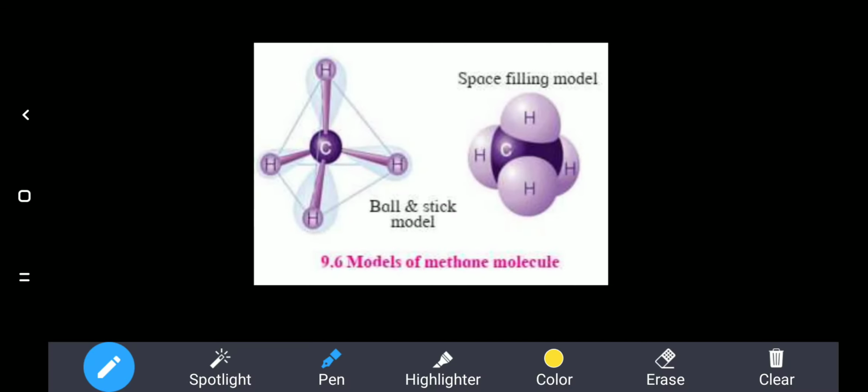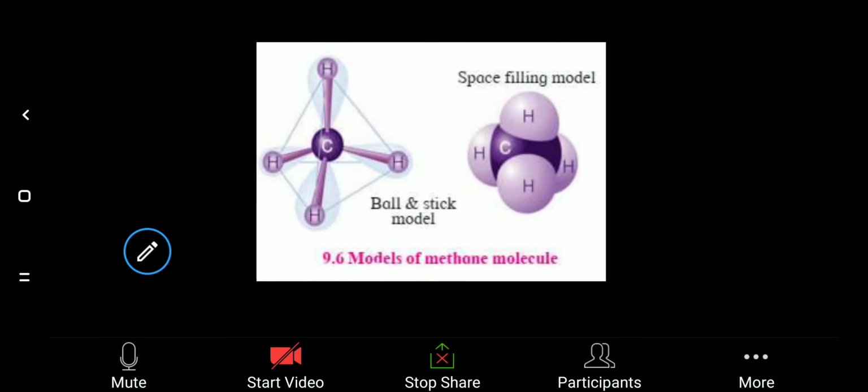And these are different ways of representing the methane molecule. This is called the ball and stick model. This is called the space filling model. There are different types of models for giving the methane molecule structure.